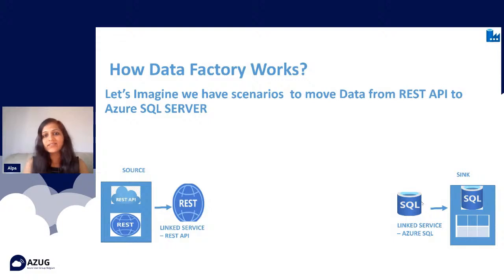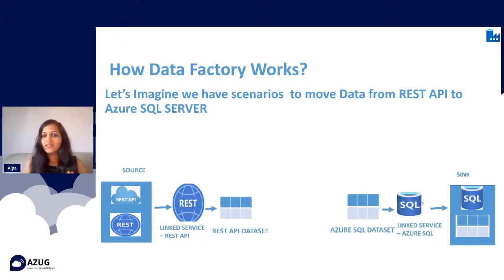So once we have the linked services ready, we can create datasets. And for datasets, you can see now that on the source side, my dataset is from a REST API. So my dataset is a structure of a JSON. So here my source dataset is a structure of a JSON. And on my sink side, my dataset is in the form of a table because my linked service is an Azure SQL Server.